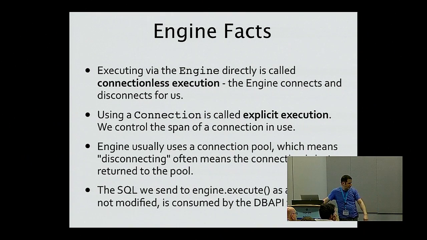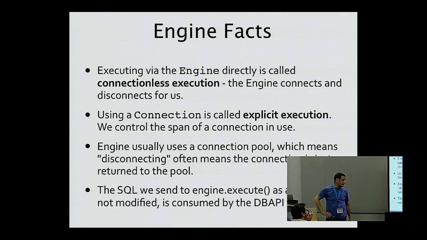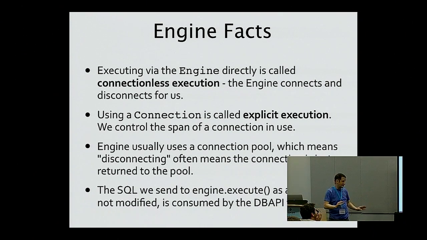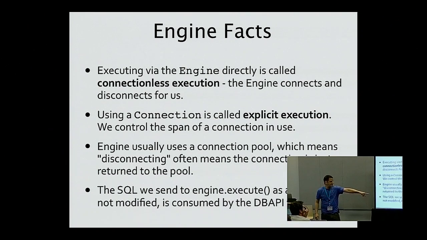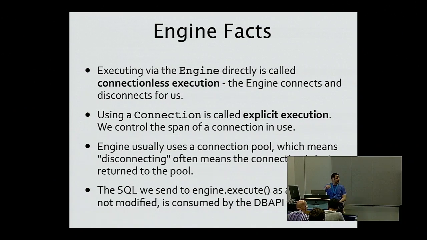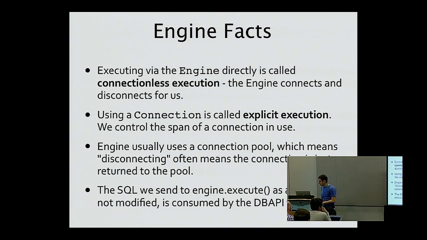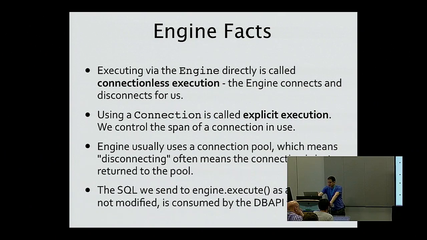Just the basic idea. The SQL we send to engine.execute as a string. Other ways it's different, but as the raw string, it isn't modified. It's sent to the database API verbatim as it is, without any change to the bind parameter format. So whatever quirks that the DB API has, you can send those to engine execute. And that's like that so that people can work with the DB API in a very direct way if there's some weird command that it does that SQLAlchemy doesn't like to do. That should be the end of engine.